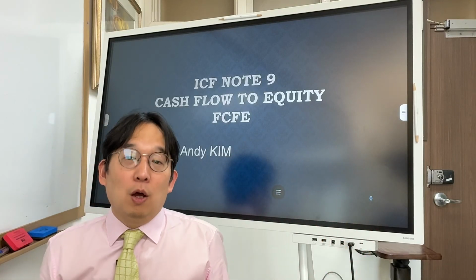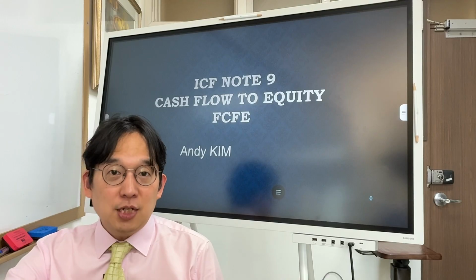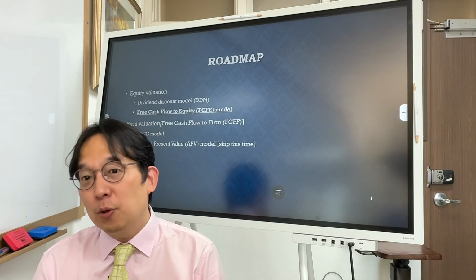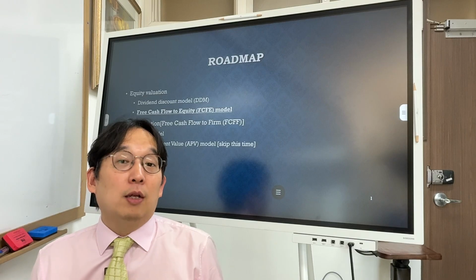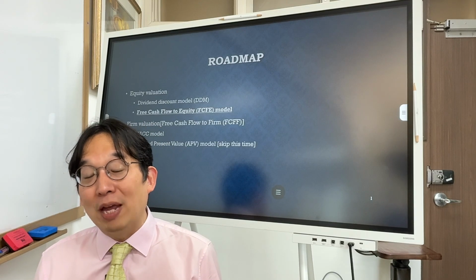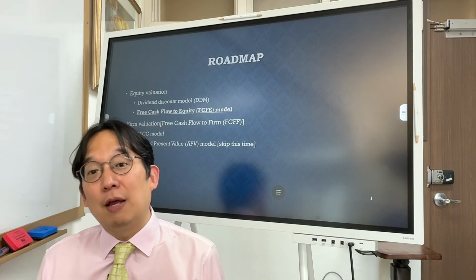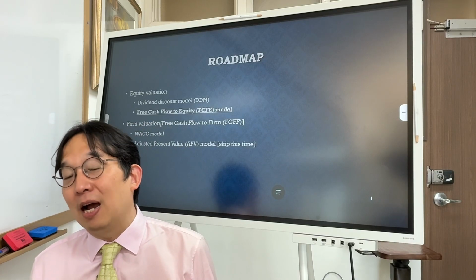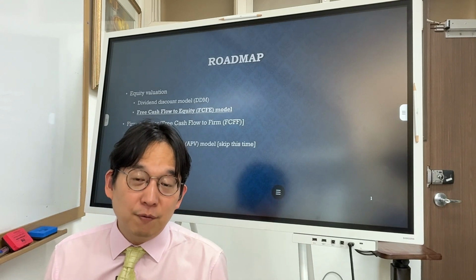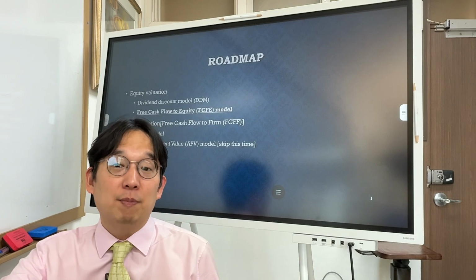In this video, I'm going to talk about the free cash flow to equity method. Last video, we discussed the dividend discount model. Both of them are common in the sense that we are trying to measure the cash flow available to equity holders. Of course, there is an indirect method for FCFE, either through the WACC or APV method, but those are waiting for you in a couple of videos later. We first go through this direct measure.